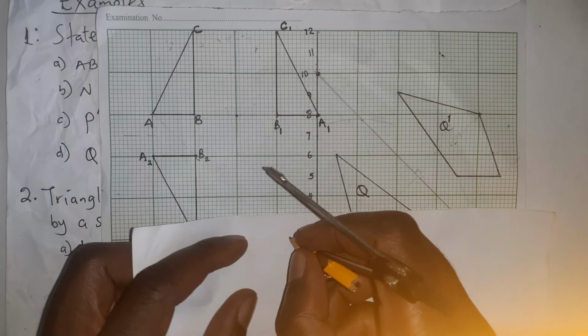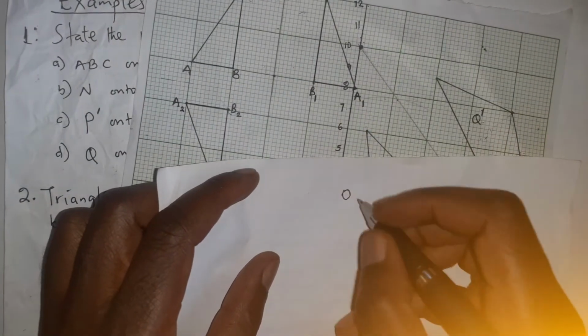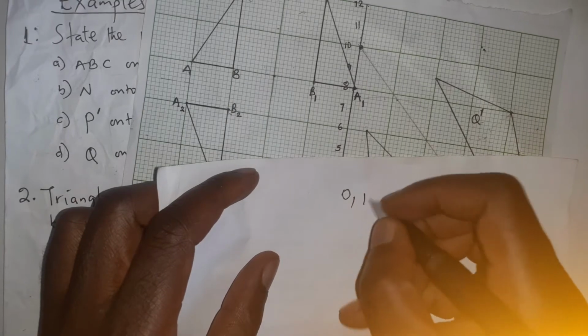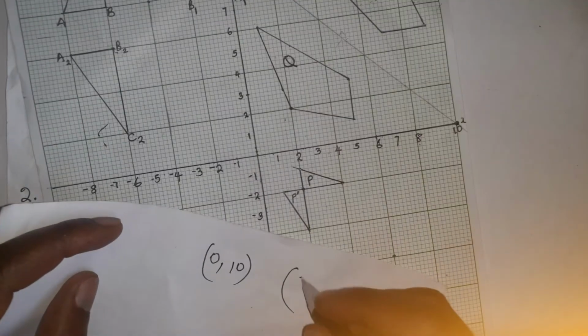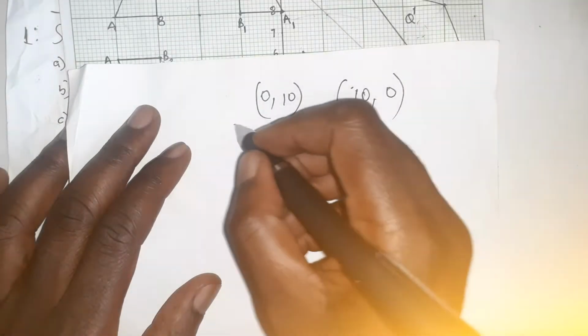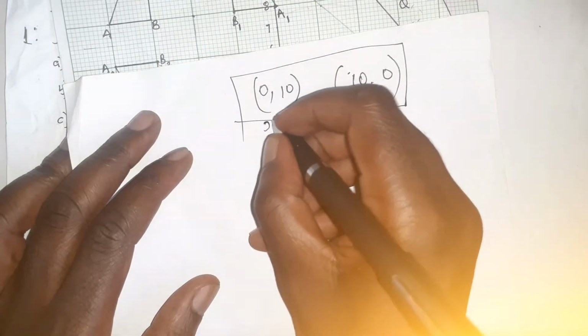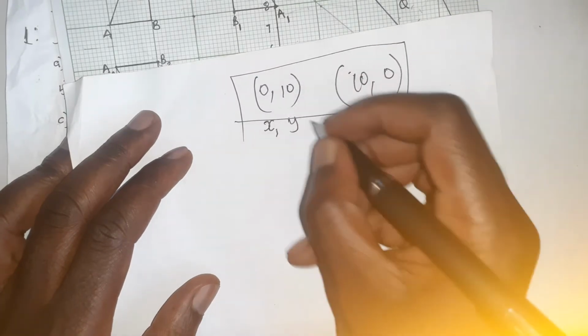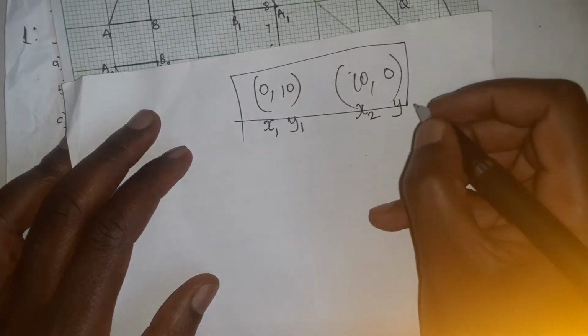0, 10. Then the second one that we can pick, if you want, we can also pick the last one here, which is 10, 0. But I said any two. Then now we can write the equation using this. You know that this is our x1, this is our y1, this is our x2, this is our y2.